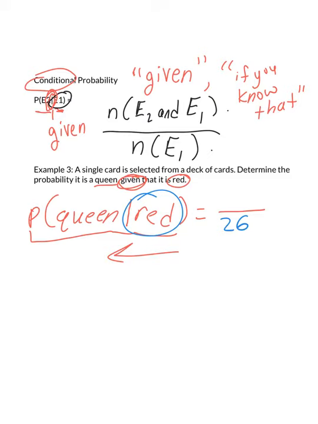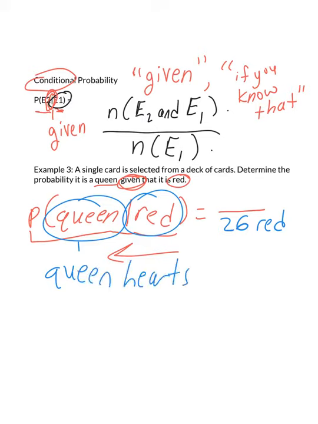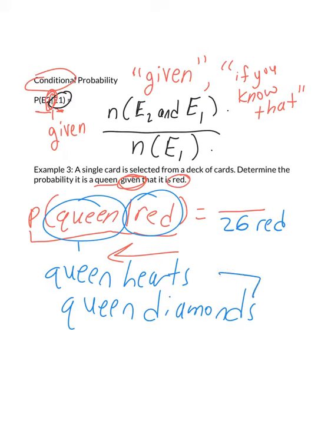Of those 26, how many of those 26 red cards are also queens? Well, that would be the Queen of Hearts and the Queen of Diamonds. You're not going to have the Queen of Clubs or Queen of Spades if you only have red cards sitting in front of you. So that means you have two that are queen cards and also red cards. So I get 2 over 26.